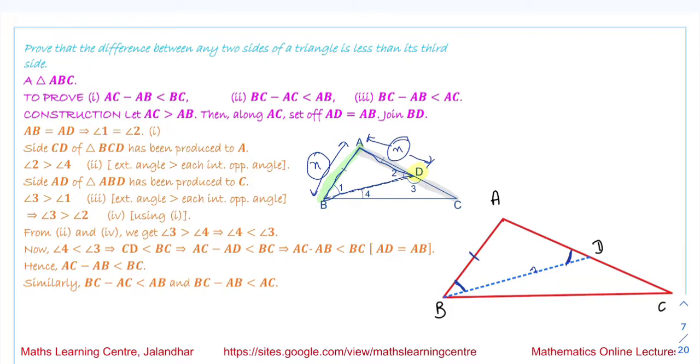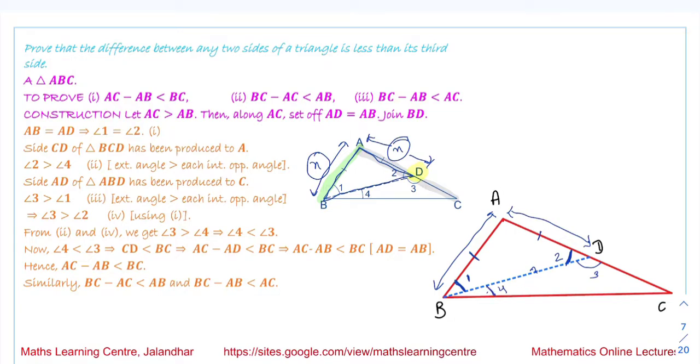We are saying these two sides AB and AD are equal in length, then these two angles are equal. We are writing this is angle 1, this is angle 2. Suppose this is angle 3 and this is angle 4.